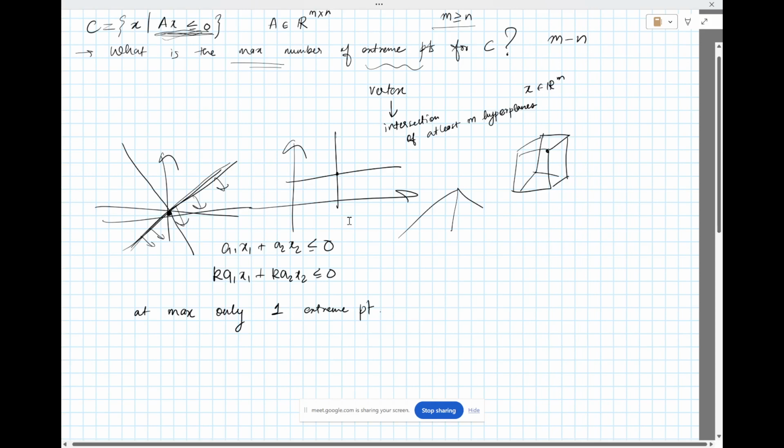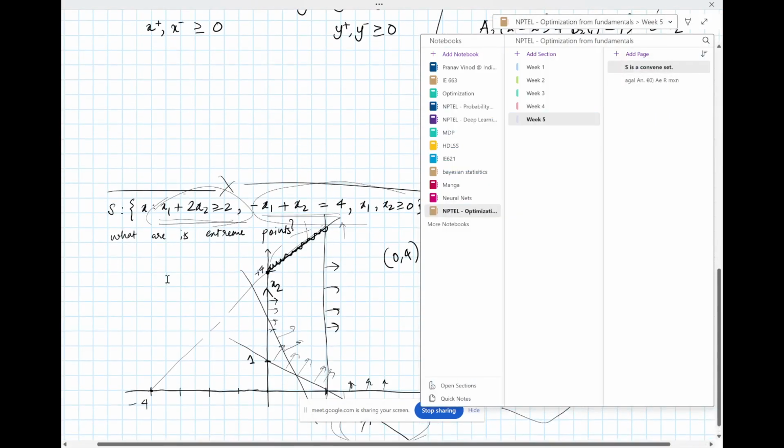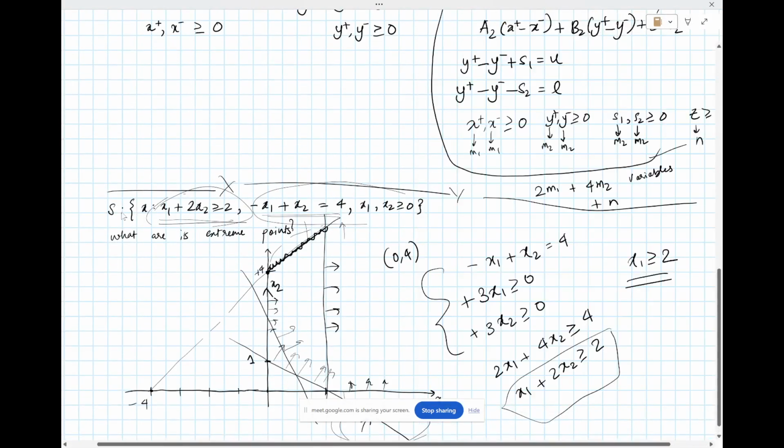It's clear, right? Yes, sir. Okay. Extreme rays were also taught. Now, what will be the extreme ray for this question, this set?